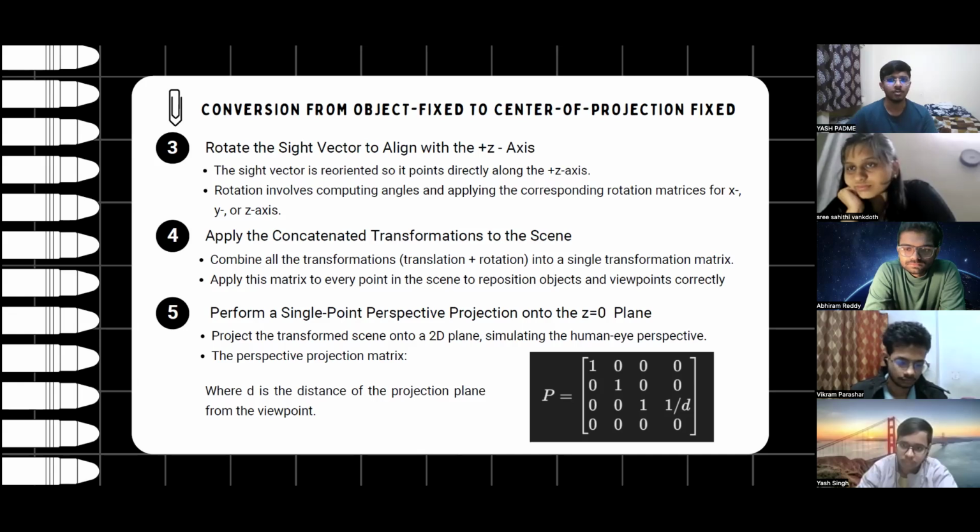Perform the single point perspective. Finally, we project the transformed scene onto a 2D plane with the perspective projection matrix. This matrix looks like this, where d represents the distance between the viewpoint and the projection plane. This projection simulates how the human eye perceives depth, creating a realistic perspective.